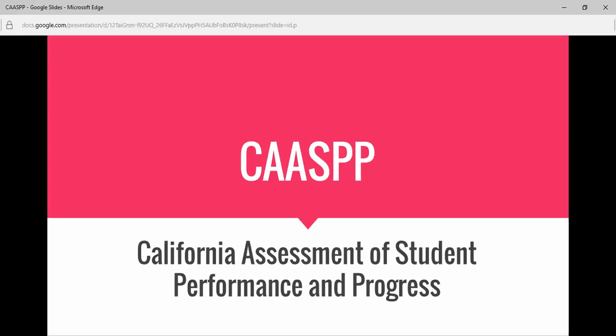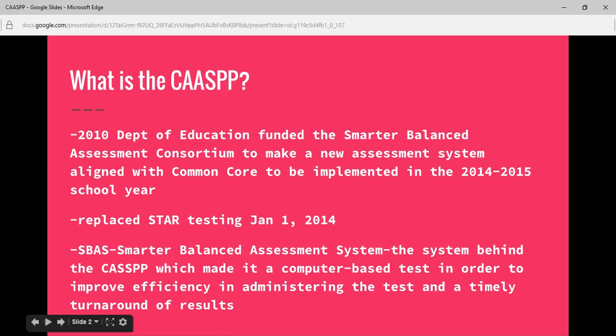I'm going to explain the CAASPP to you. I'm not sure how you're supposed to say it. I'm going to call it the CAASPP. This stands for California Assessment of Student Performance and Progress. So what is the CAASPP?